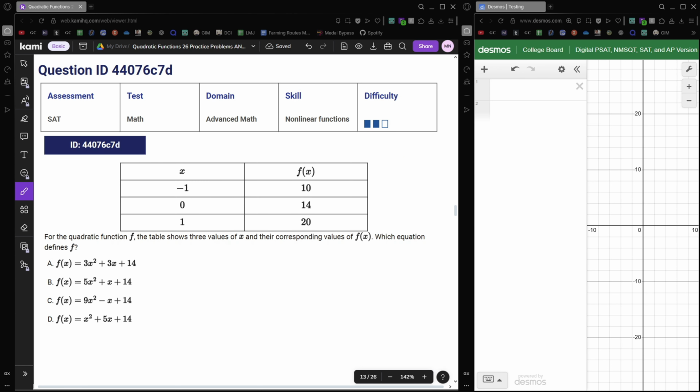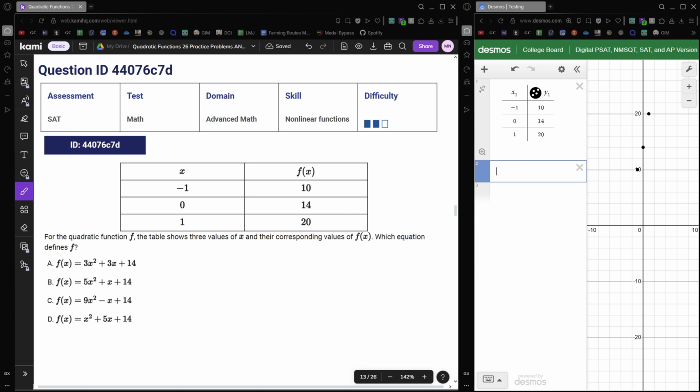Question number 13. For the quadratic function f, the table shows 3 values of x and their corresponding values of f of x. Which equation defines f? So here they're asking us to write an equation, and we can do that by just using regression in Desmos. So first up, you want to click this plus sign up here, and then insert a table. Then you want to type in all of the points, so (-1, 10), (0, 14), and (1, 20).